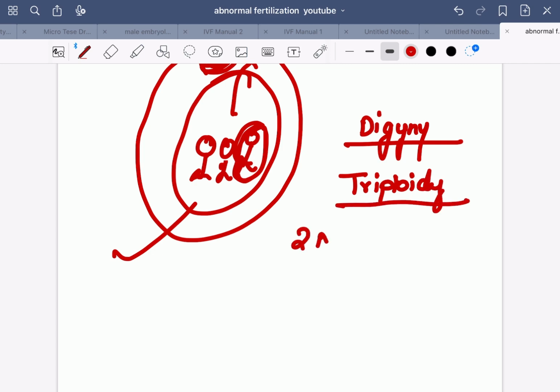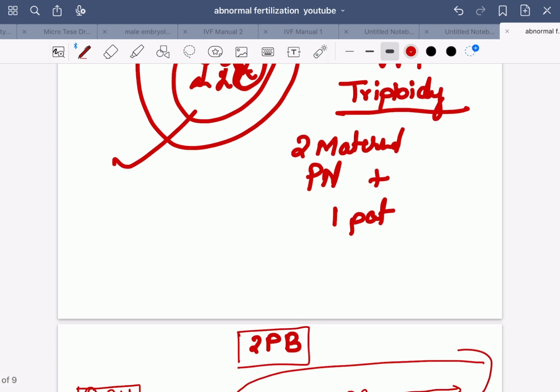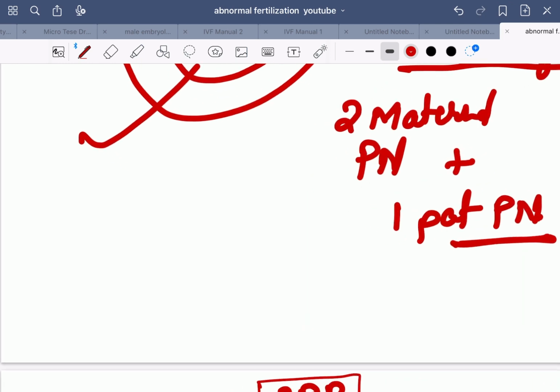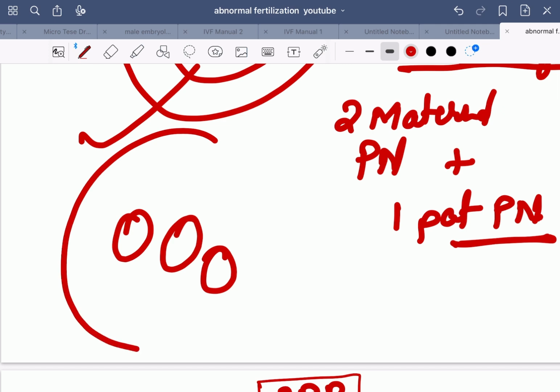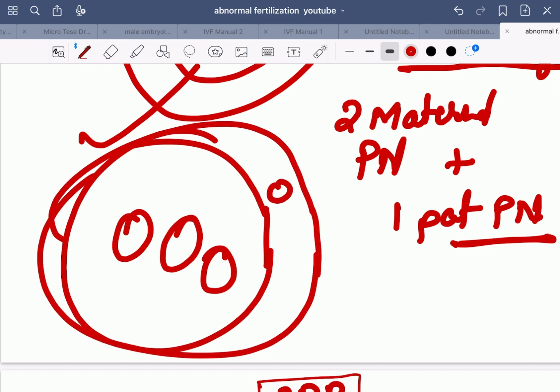They have 2 maternal pronuclei plus 1 paternal pronucleus instead of 1 from each parent. It occurs because the egg failed to extrude the second polar body, causing it to retain an extra set of maternal chromosomes. That means 69 chromosomes. It will have 69 chromosomes and 1 polar body. So basically this will have 2 sets of maternal DNA. It is more common in ICSI.